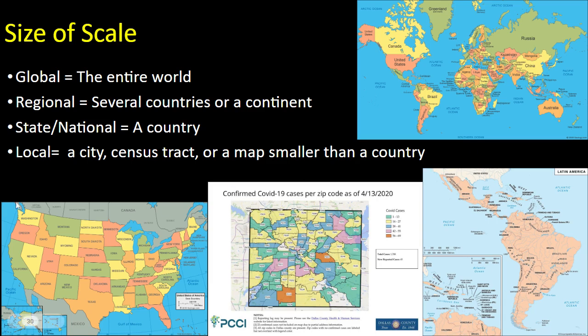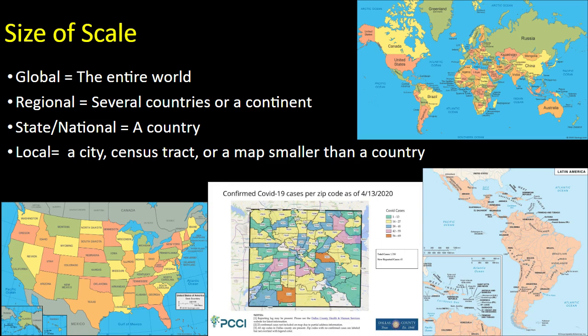But we can go a step further, state or national. You're going to learn that just means basically the same thing, kind of. That's just showing you a country. So this is a map showing you the United States. You could argue it's a regional map as well because you do see Canada and Mexico. However, the map is specifically pointing out the United States because the colors are showing you the United States. And then local is anything smaller than a country. So this map you see of, I think it's supposed to be Dallas County. I can't remember where I got that picture from. But that was COVID cases.